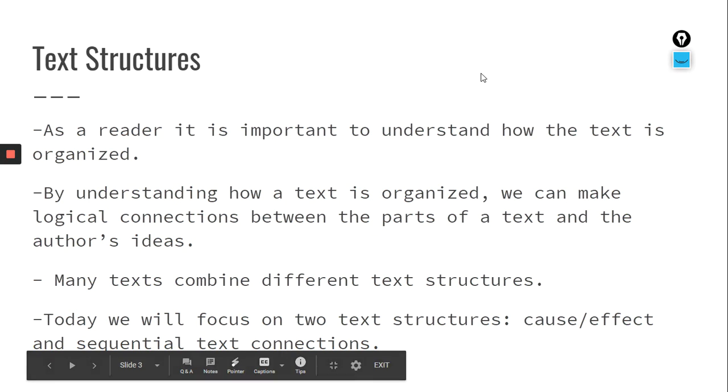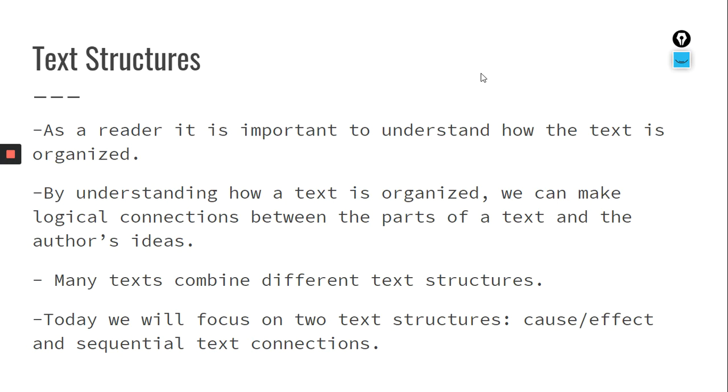So text structures. Why is it important? Well, as a reader, it's important to understand how the information and how the text is organized because how we read something may be different. We also know that if we understand how the text is organized, we can make connections between the parts of a text and the author's idea. So basically what that means is having that text organized in a certain way is going to help us make that connection and learn what the author's view is and also learn what that information is.